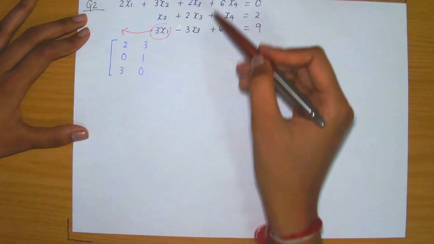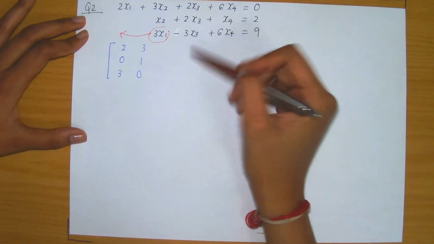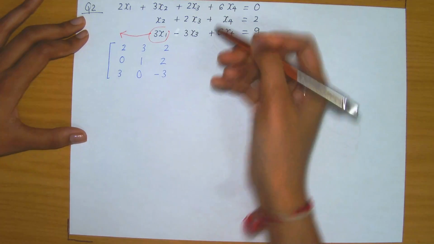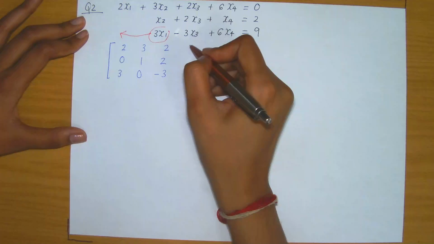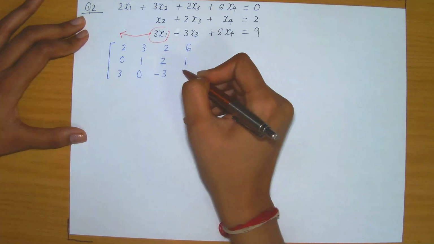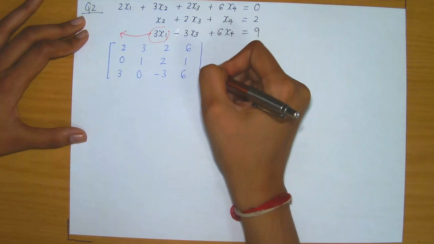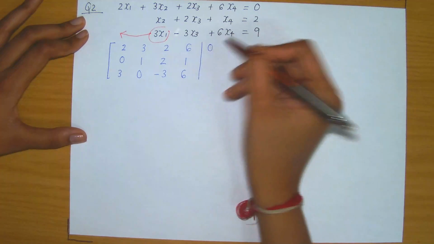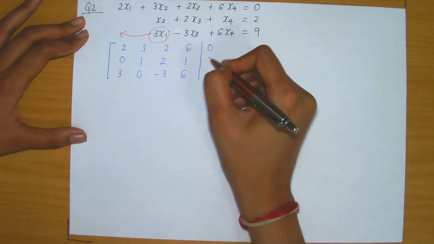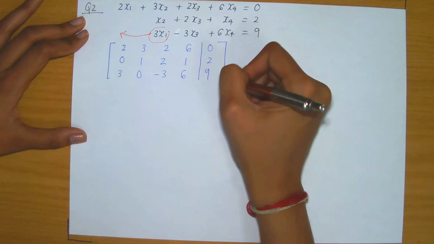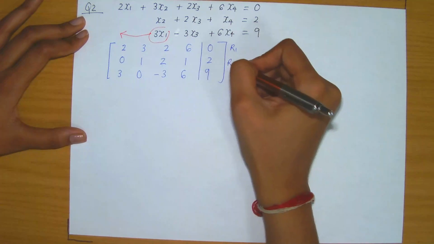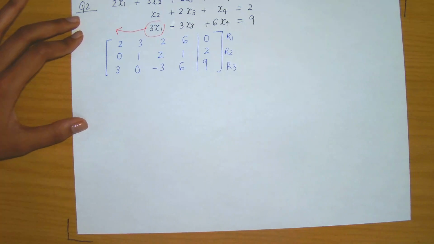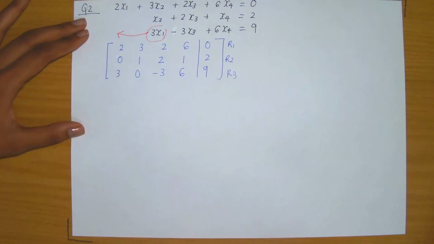And repeating the procedure, now looking at the coefficients of x3, it's 2, 2, minus 3. Looking at the coefficients of x4, it's 6, 1, positive 6. I'm now going to put a vertical line for the equality and then the constants from the right hand sides. I'm just going to label this row 1, row 2, and row 3. So this is what we now have. Right, so we're going to repeat the procedure.